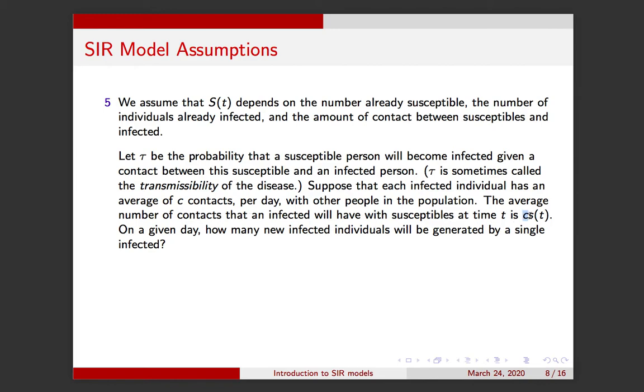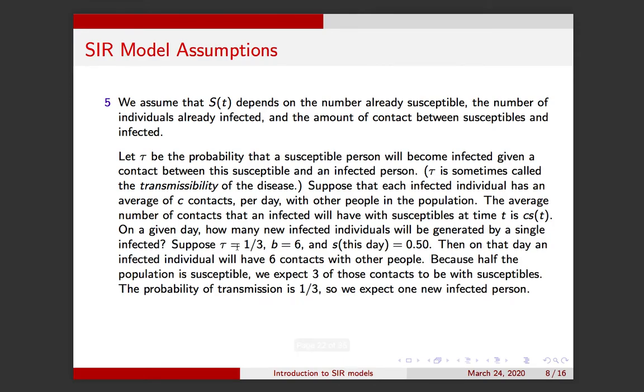I have my C contacts per day times the percentage of people that are susceptible. That's the number of contacts on average I'll have with susceptibles if I'm sick. Okay, so just to make that concrete, suppose that tau is 1/3, C is 6, and the percentage of people today that are susceptible is half. So half the population could still get the disease. So suppose I'm infected. What that means is that I'm going to cough on 6 people today, or sneeze around 6 people today, or shake 6 people's hands.